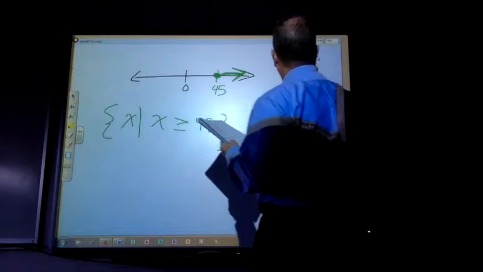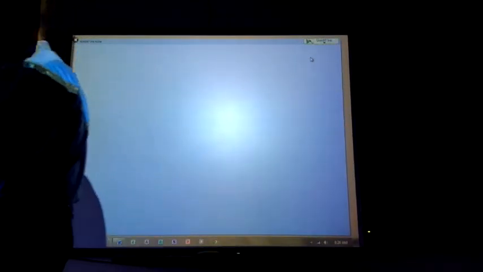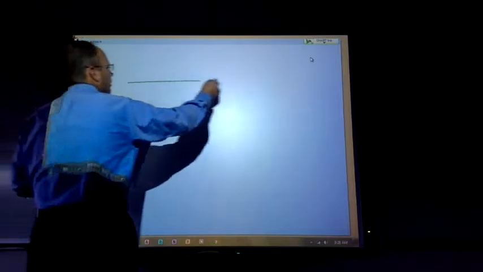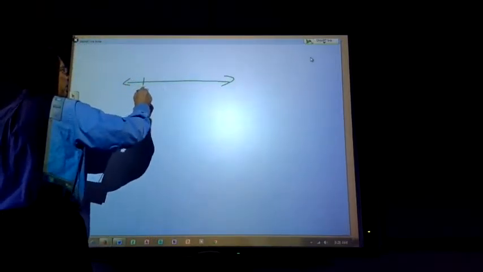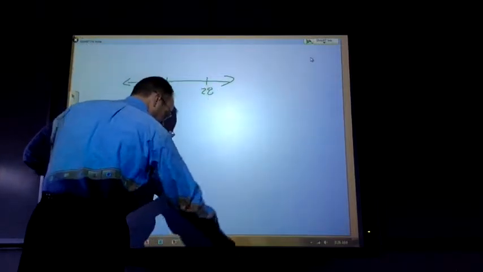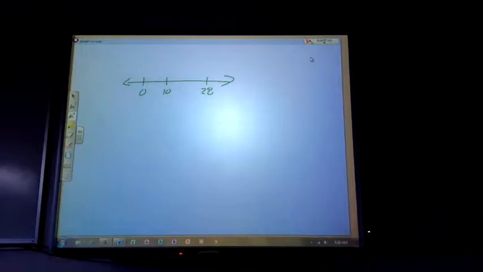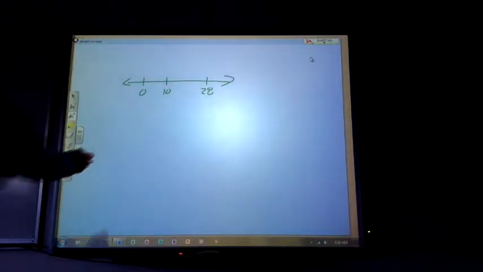Number 13. Let's think about this. The football team scores between 10 and 28 points. So I got 0 here, I got 10 here, I got 28 a little further down. The football team scores between 10 and 28. So we're talking about the region in between these.